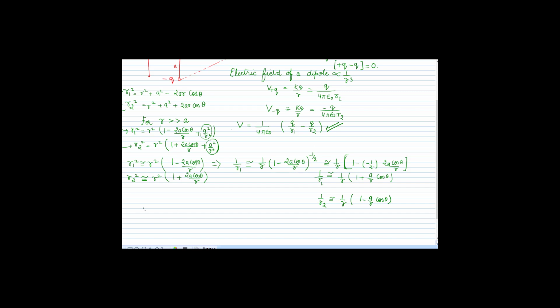So what do we get? We get the value of V, the electrostatic potential, equal to 1 upon 4 pi epsilon naught taken as common. This is Q upon R1 minus Q upon R2. So just put the values, on putting these two values, 1 upon R1 minus 1 upon R2. So these terms cancel out and we are only left with a upon R cos theta plus a upon R cos theta. So this is 2a upon R cos theta.